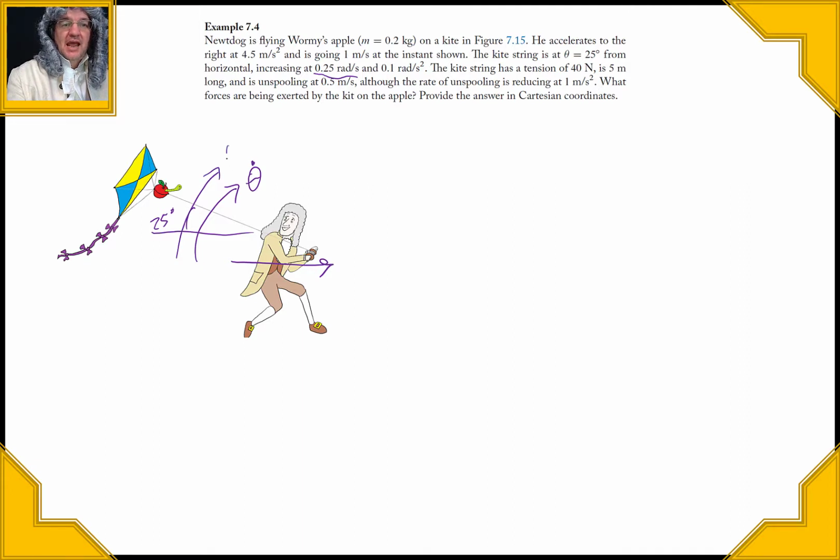That angle is increasing, and it's even getting larger and larger, accelerating by 0.1 radians per second squared. And the kite has a string tension of 40 newtons and is 5 meters long at this point, right? And is unspooling, I should say, at 0.5 meters per second, right? So it's coming out of here and it's coming in that direction at 0.5 meters per second, right?